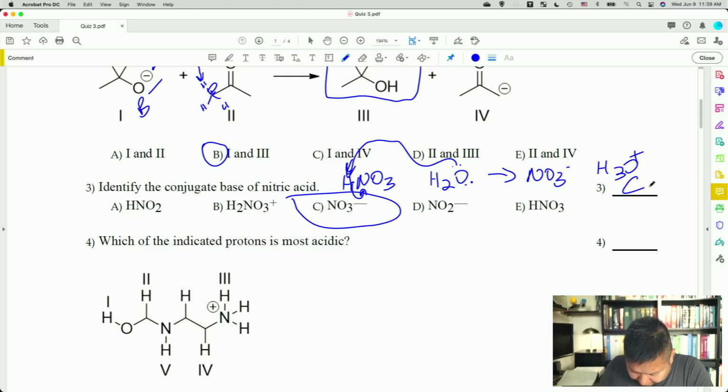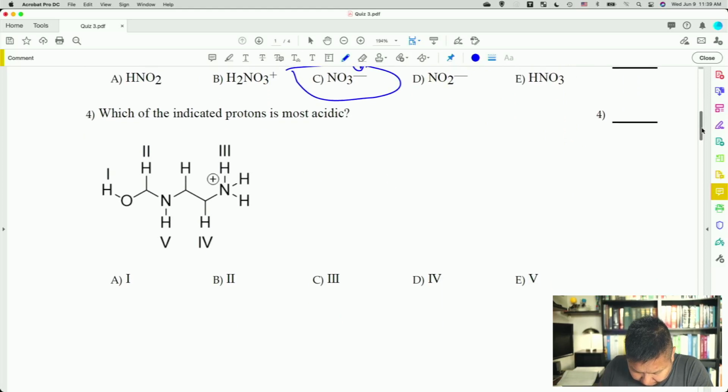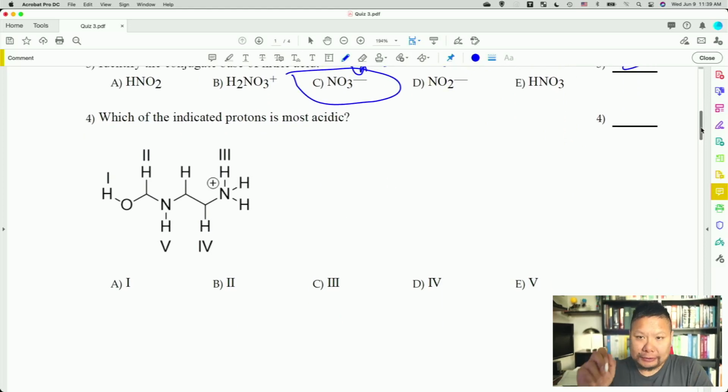This one is next here, which is the most acidic proton. Now, I don't want you to spend too much time on this one, okay? You could do any number of things to figure out this particular answer. One of them is you could go through and look it up on your pKa chart. Remember, on your quiz, you're allowed to use your textbook and your notes. So you could use the pKa chart to figure it out, but that might take some time, number one.